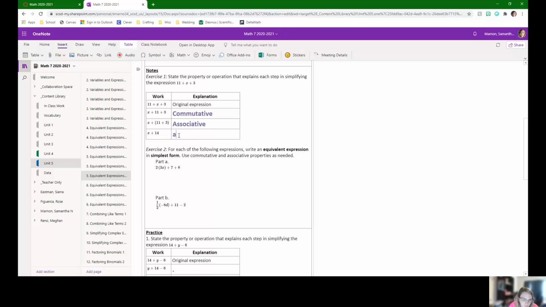So we're just going to put addition. Right? That's not a property. They just added it together.